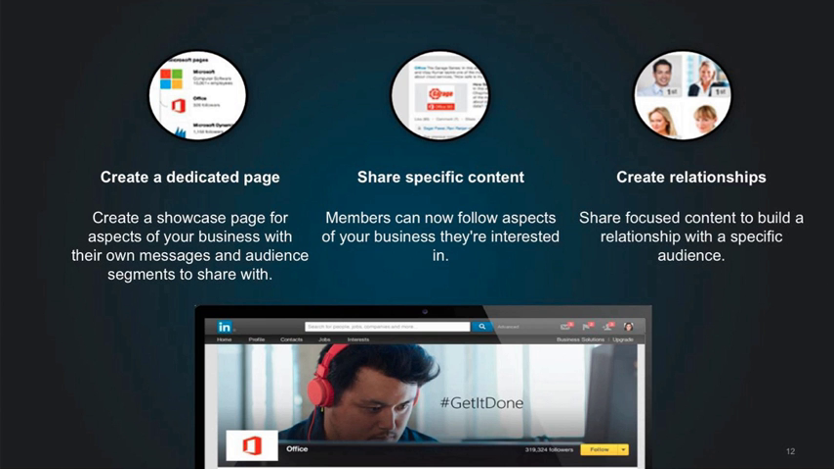Showcase pages can be helpful when establishing three main things. The first thing that it does is allow your specific line of business, product, or service to have its own identity and its own vehicle to distribute content. These pages also gain unique followings. We'll talk about that in a minute.